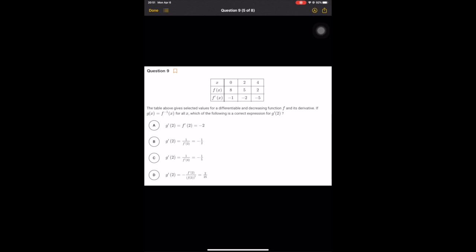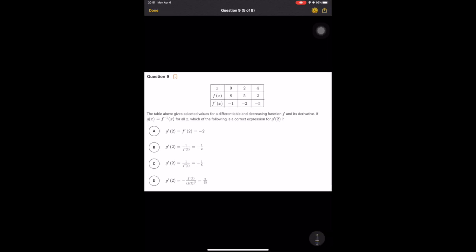Here's the next one. The table above gives selected values for a differentiable and decreasing function f and its derivative. If g of x equals f inverse of x for all x, which of the following is the correct expression for g prime of 2? Cool, so another question about inverses. They're telling us that g and f are inverses, and they're asking us for g prime of 2.